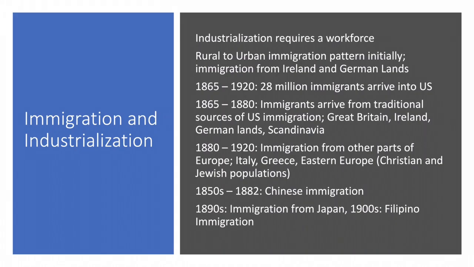So let's talk about immigration and its relationship to industrialization. Industrialization requires a workforce. Industrialization requires raw materials, markets, and above all, a workforce. Industrialization changes the nature of work. It turns work from skilled to unskilled labor. Industrialization creates a different type of work experience that we'll explore in subsequent lectures, but above all, in a basic sense, industrialization requires a workforce. So as the United States began to undergo industrialization between 1840 to 1860, it began to require workers.